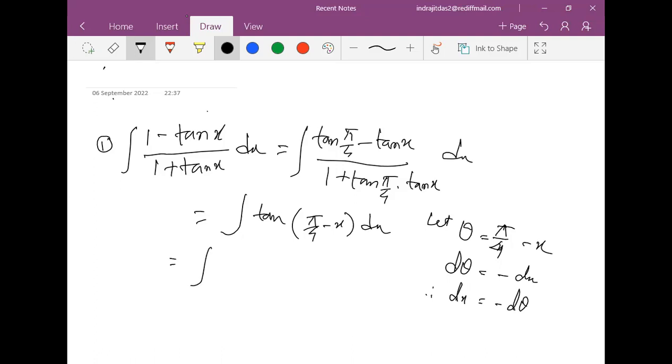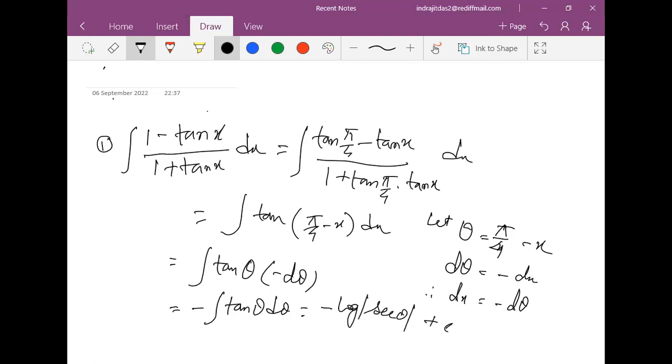So your answer will be tan theta into minus d theta, where theta is pi by 4 minus x. So you are getting minus tan theta d theta. This minus comes because there is a minus in d theta. Therefore your answer, after solving, the integration of tan theta is log of mod sec theta, plus c. We can use log cos theta, because sec theta is 1 by cos theta, then the minus sign can be removed that way.